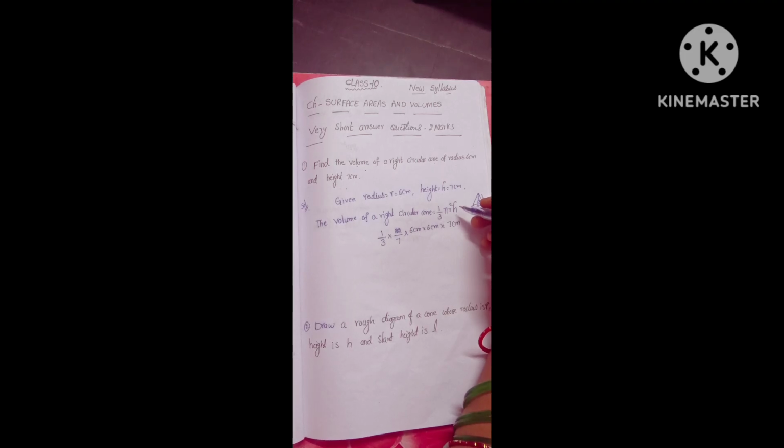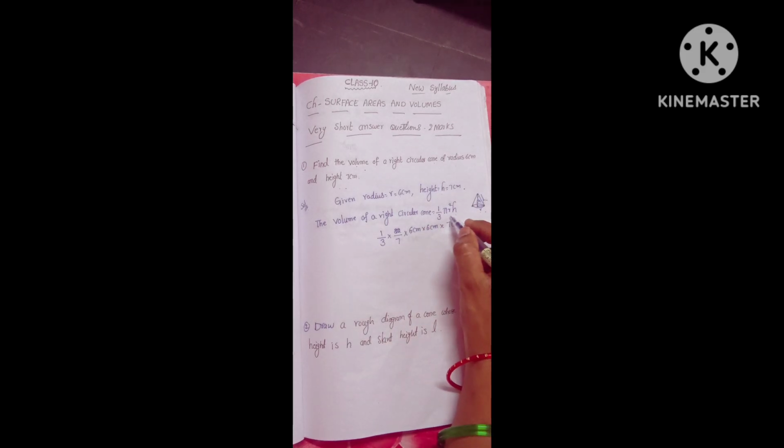So volume of a cone, this is the formula. Surface of a cone, this is the formula. If you learn them perfectly, only then can you easily use them. Like that you will write. So the volume of a cone formula is 1 by 3 pi r square h.